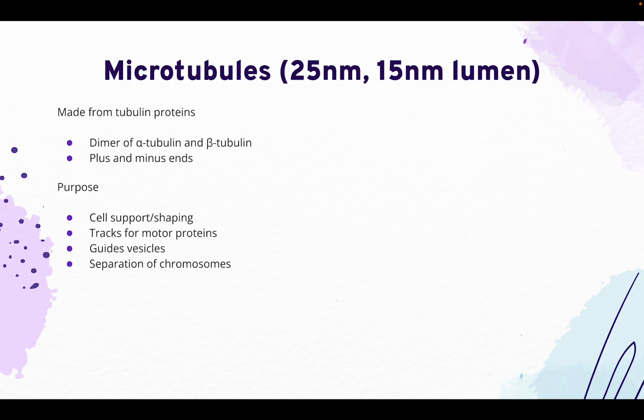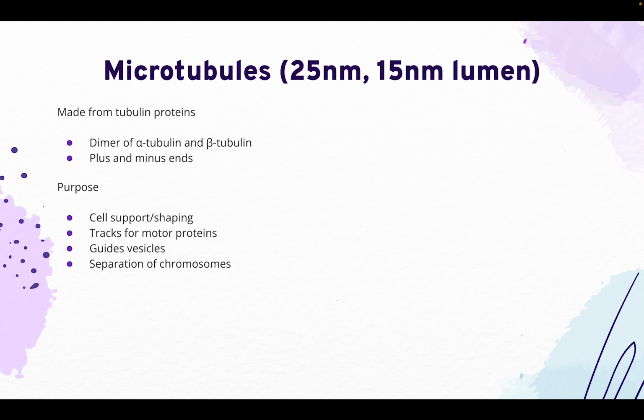So microtubules are made from tubulin proteins, and each tubulin is a dimer, which means it's made of two things: an alpha tubulin and a beta tubulin. And they have something called plus and minus ends. So basically, when you've got a microtubule, one end is going to grow faster than the other one, and that's the one we're going to call the plus end. This comes in handy later when we're analyzing some things.